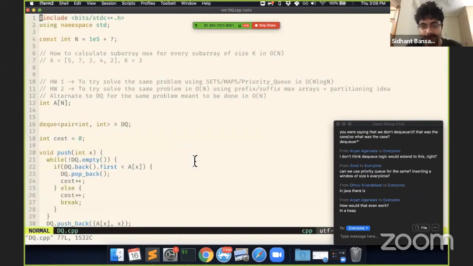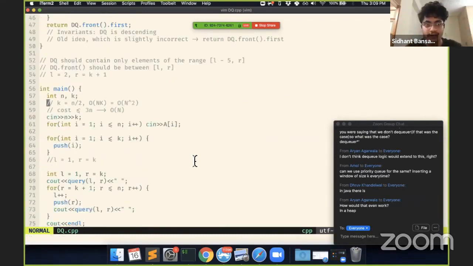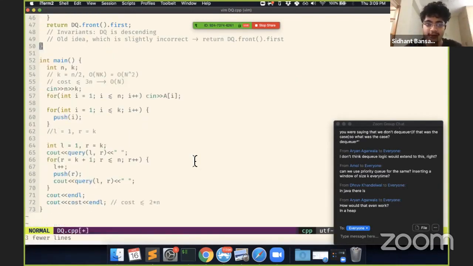Final question for any doubts, or you can just take these two homework questions with you. Yeah. And I'll probably share this entire DQ code also on the discuss chat after this stream ends.